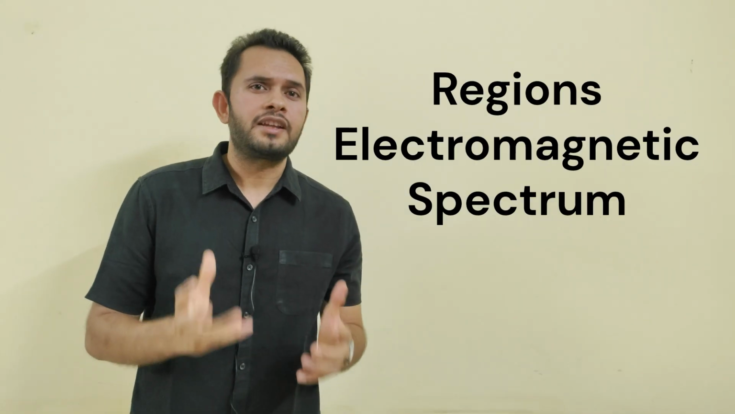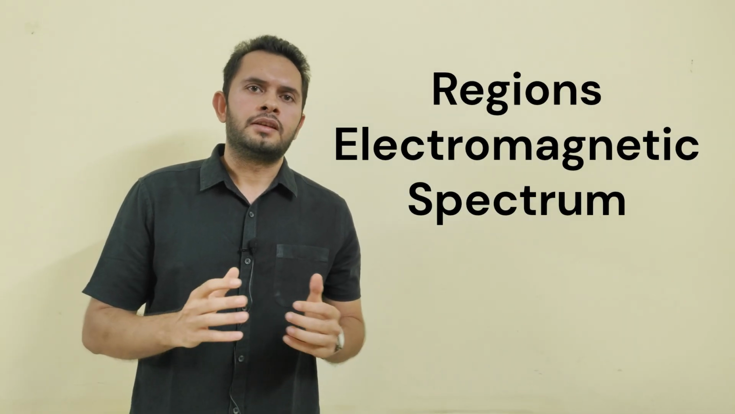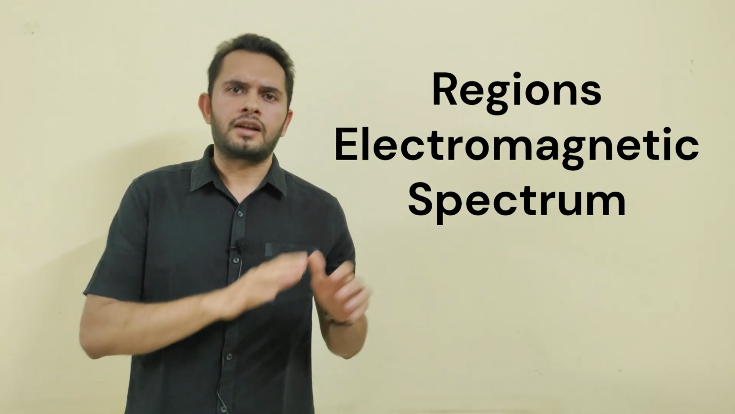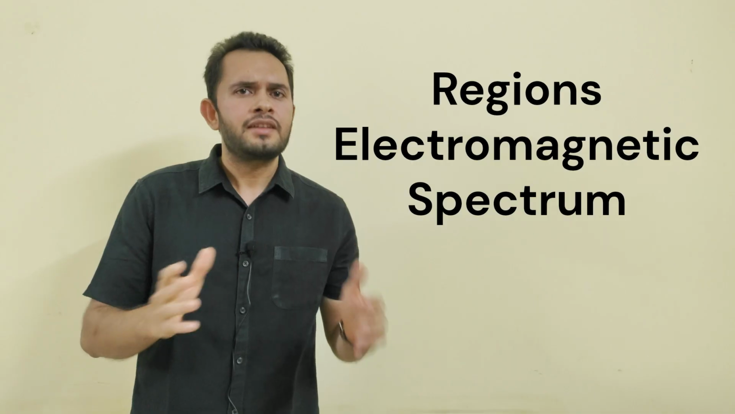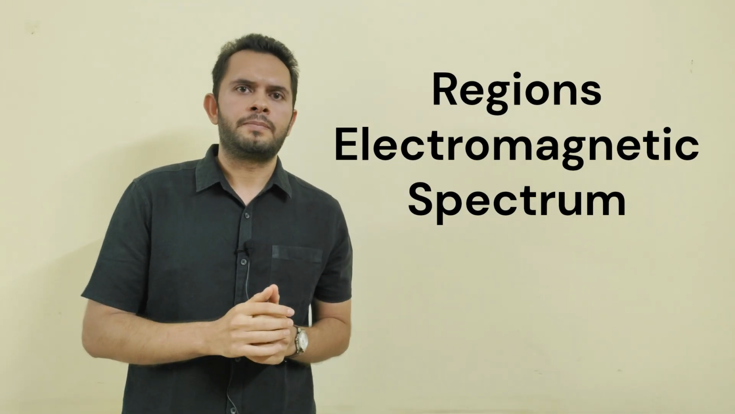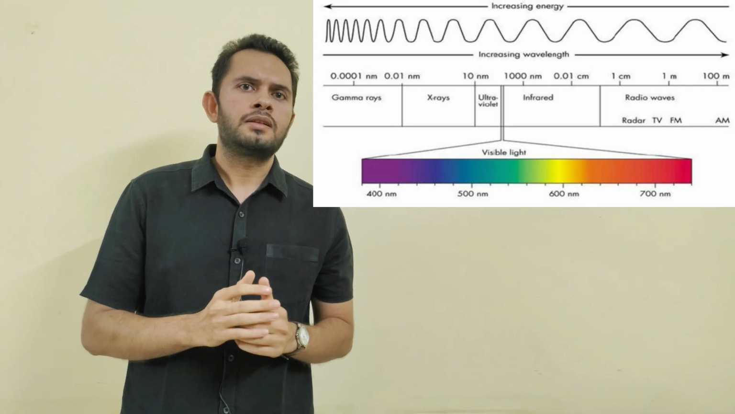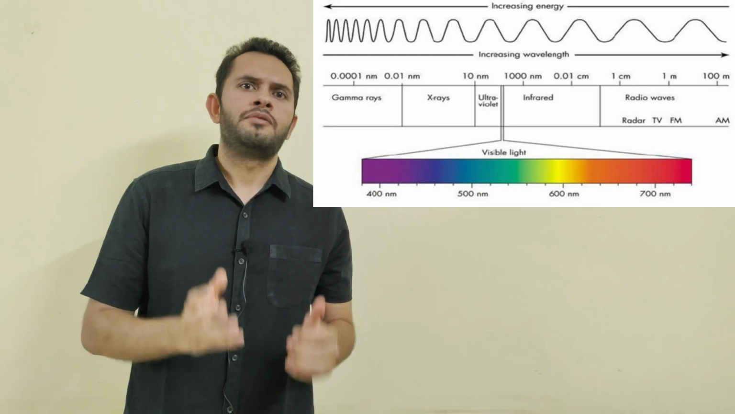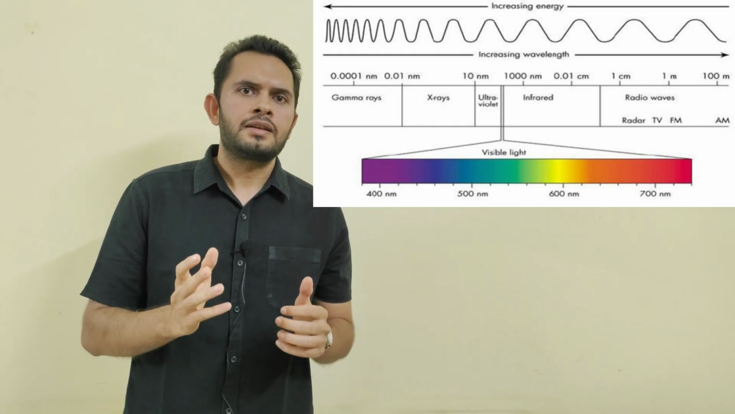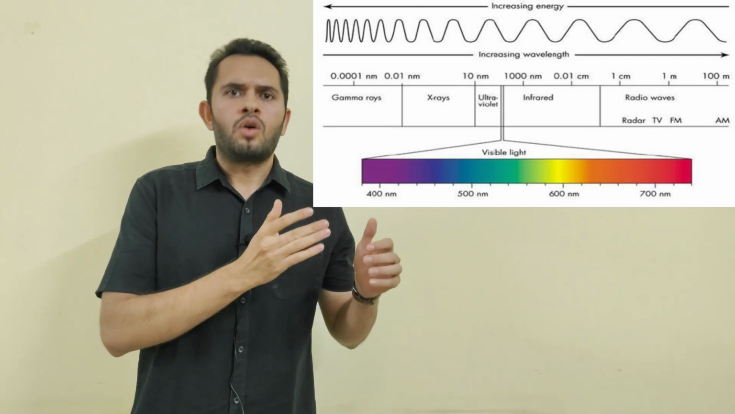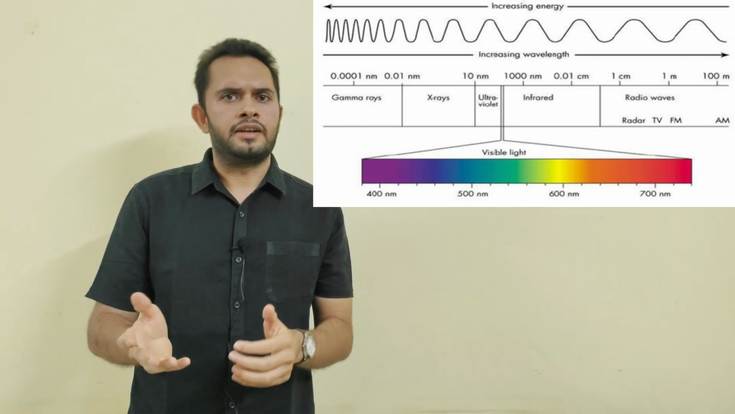Regions of the electromagnetic spectrum. The electromagnetic radiation in the electromagnetic spectrum is classified into various regions based on their frequency and wavelength. These regions are gamma rays, X-rays, UV rays, visible light, infrared, microwave and radio waves. We will be seeing all these regions one by one in detail.